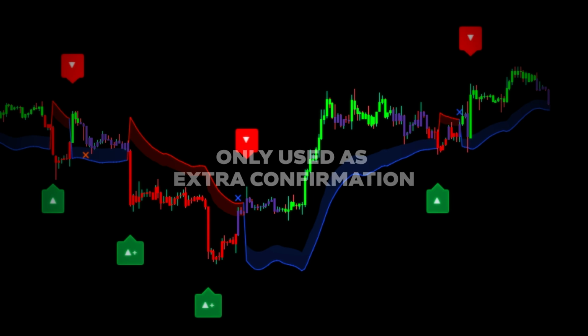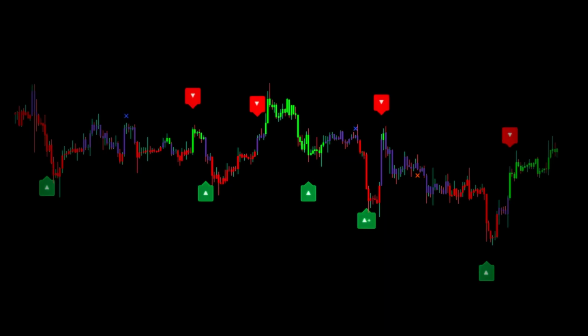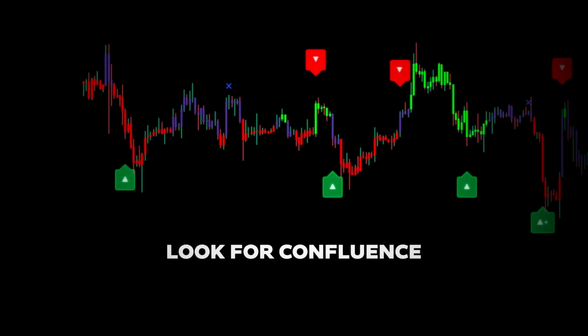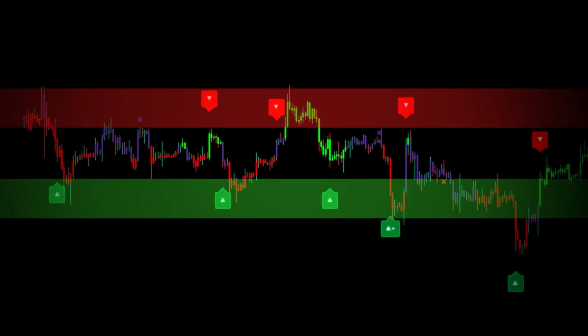Remember that these signals are only used as extra confirmation. Unfortunately, nothing is as easy as buy-sell. But when you get these signals, keep an eye out for other confluences, such as declining volume, or when the signals are generated near a significant support or resistance. These signs can boost our confidence in the signals that we're getting.